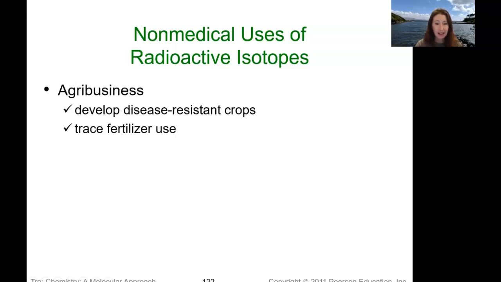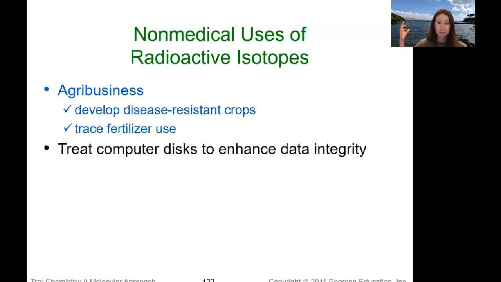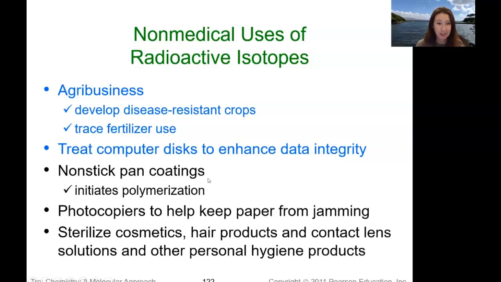They're using it in agriculture to trace fertilizer use and develop disease-resistant crops. They'll use it to irradiate food to kill anything that they don't want on there. They treat computer disks, all sorts of things nuclear chemistry is used for. Non-stick pan coatings. Now, it's not in the non-stick pan coating. They use it to form the pan coating. There are no radioisotopes in your Teflon pans.